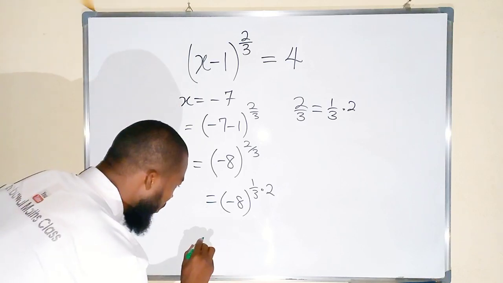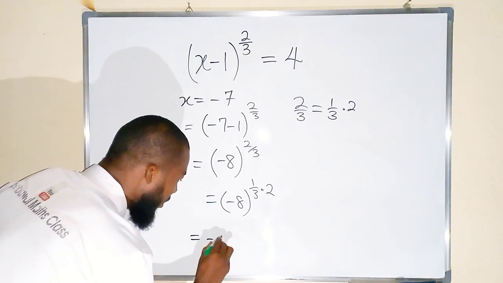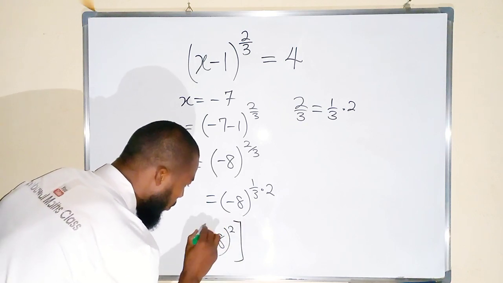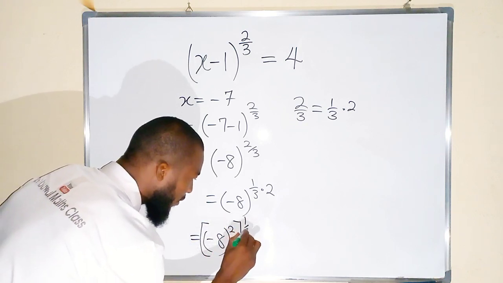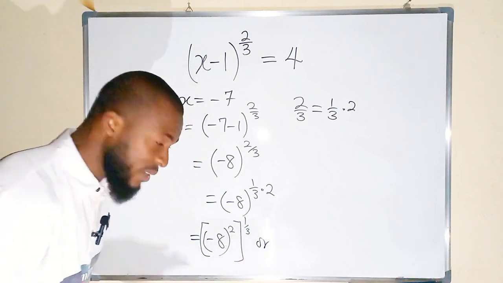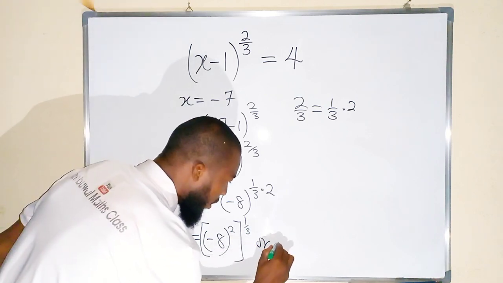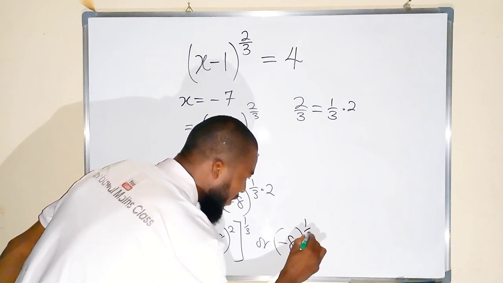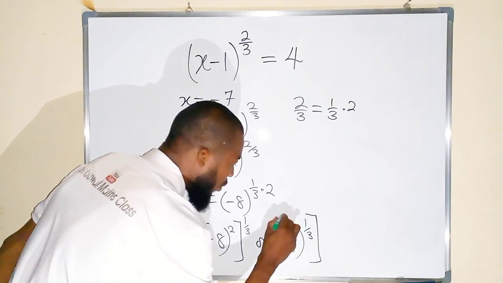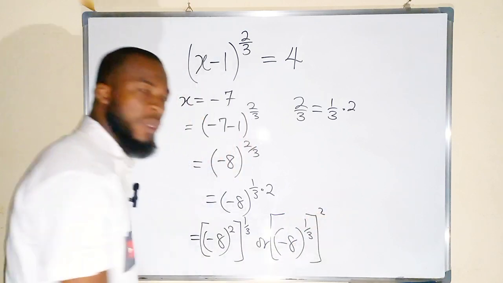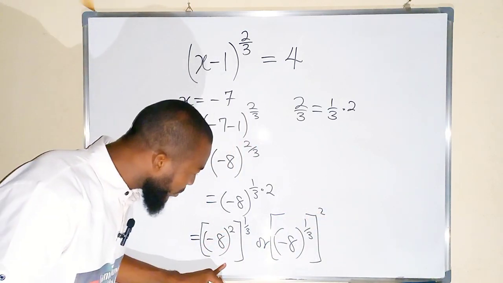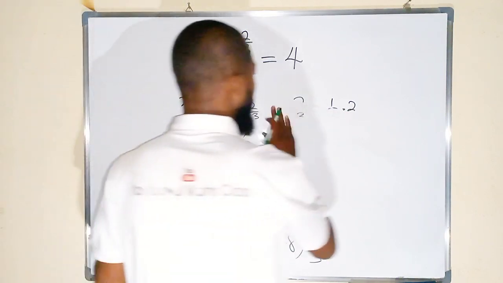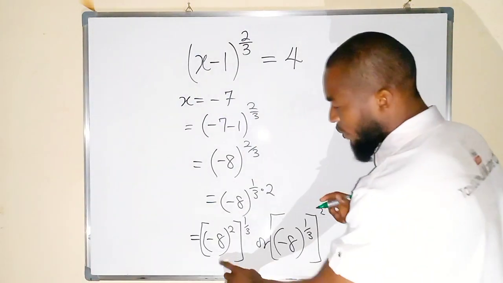So either you say negative 8 to the power of 2, all raised to the power of 1 over 3, according to the laws of indices, or negative 8 to the power of 1 over 3, all to the power of 2. They are exactly the same. So we are going to simplify this separately and simplify this separately as well. So let me start with this one.